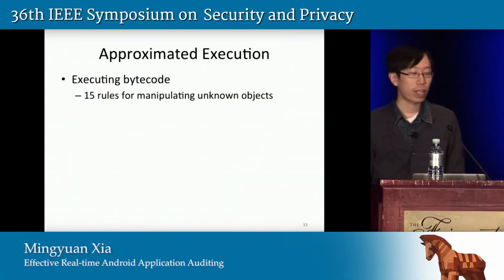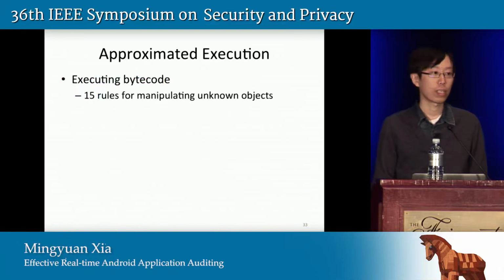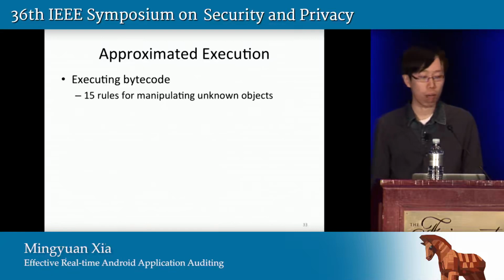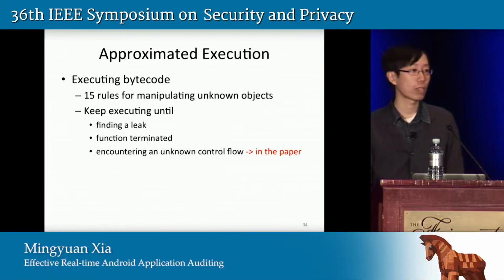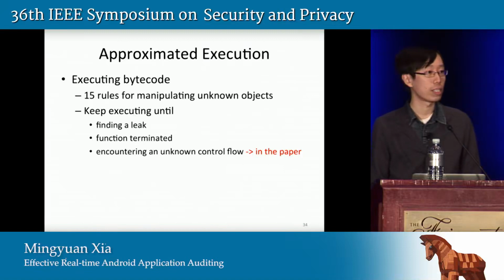So the approximated execution, as I show you, looks like it's at the source code level, but it's actually running bytecodes, and we have 15 rules for manipulating the unknown object representation we have proposed. It keeps executing until it finds a leak and reports it, or the function is terminated with no leaks, or it encounters some unknown control flow conditions, and the details can be found in the paper.